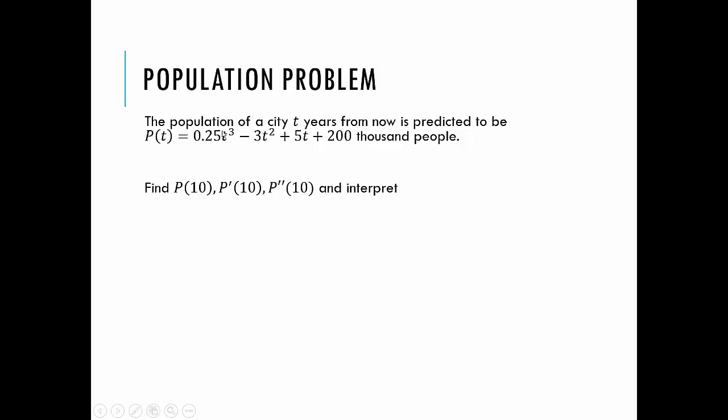So P of 10 says just simply take your original function and plug in a 10, and you should get 200, which is in thousands. So this would be the actual population 10 years from now.